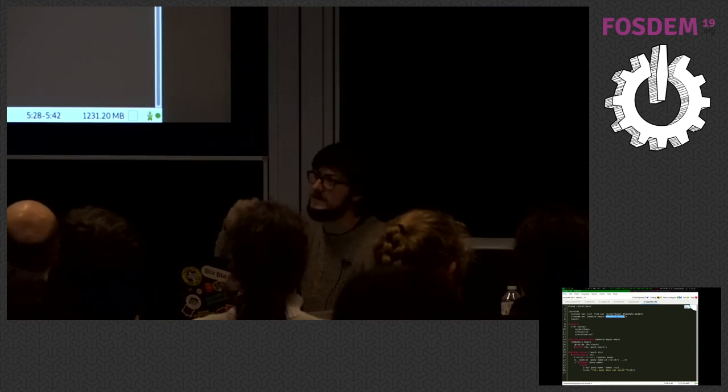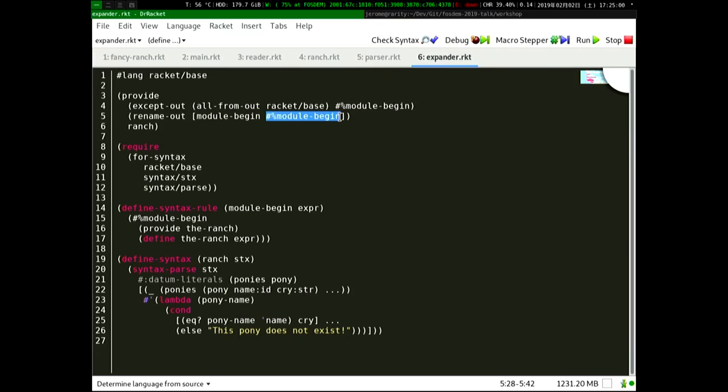So the way it works is we just rename the function while we provide it. Providing a module is the inverse of importing it. Importing a module is done with require. You just say, okay, for this module, I need this. And providing is the opposite. So it declares all the functions and the stuff you create in your file and you want other files to use. So if you provide something that already exists, it's going to be replaced by the one you provided. So here, we create our own module begin, and we provide it as this name. So it's going to replace it in the environment.